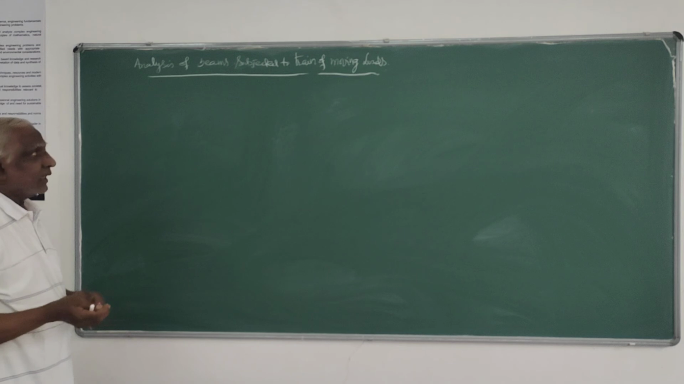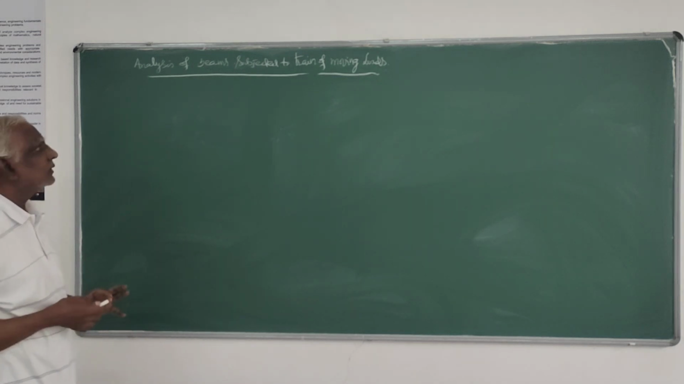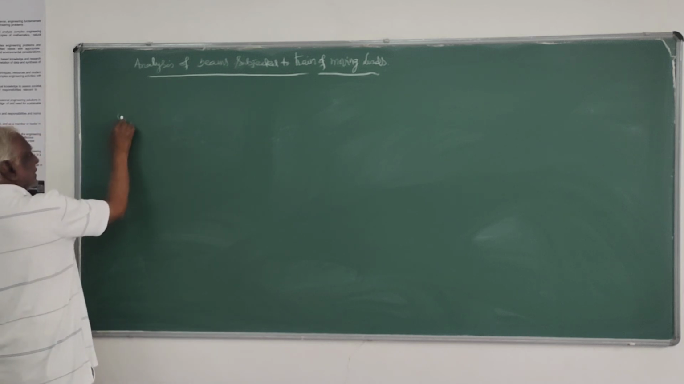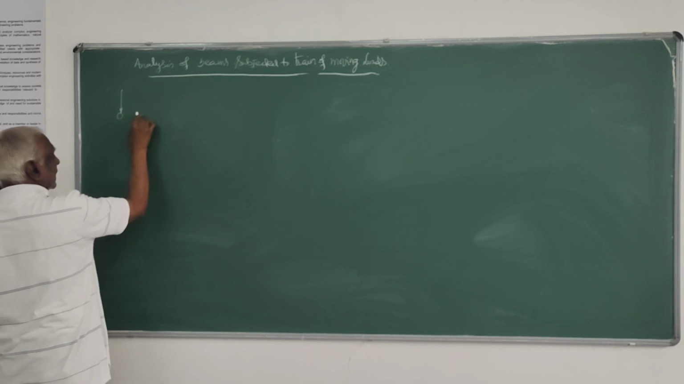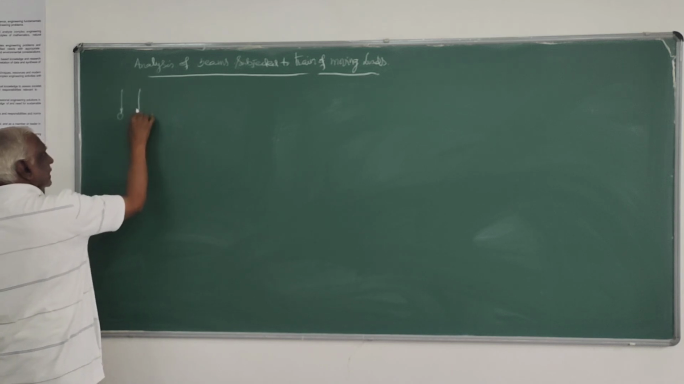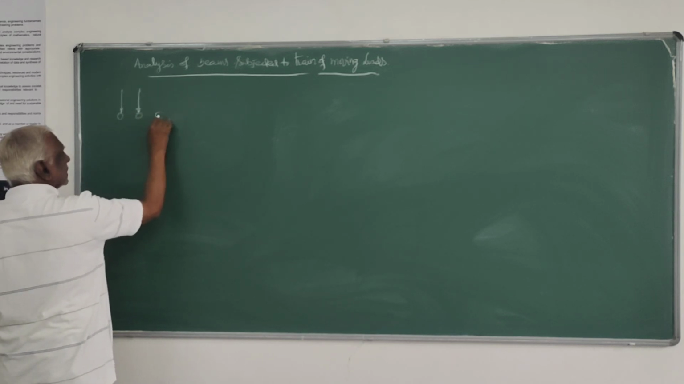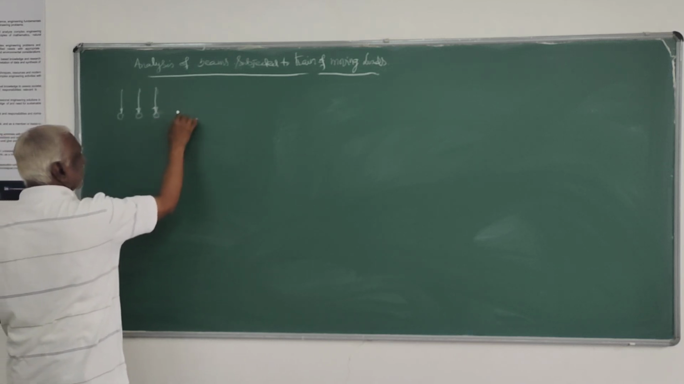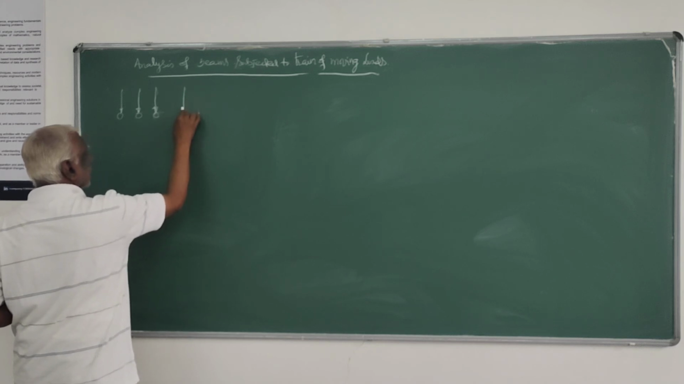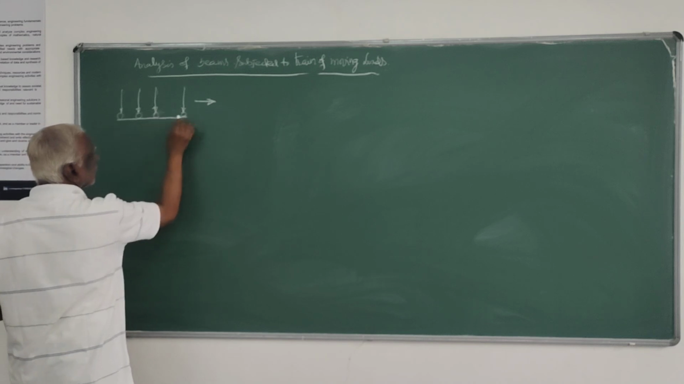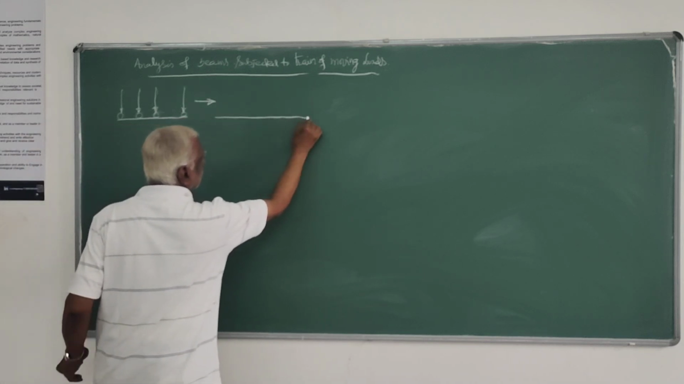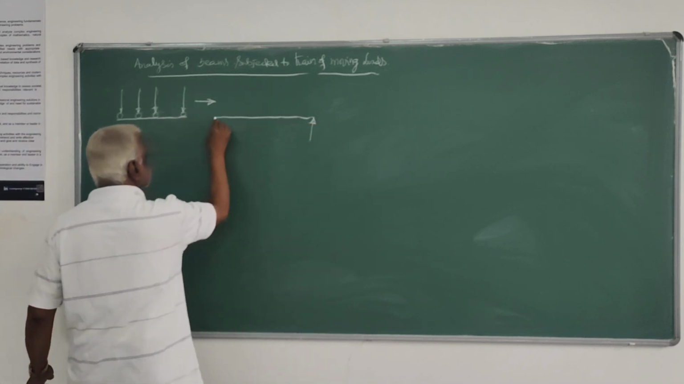Take analysis of beams subjected to a train of moving loads. Already I have given how the train of moving loads will look like. So it will be a train of concentrated loads in this fashion, either moving from left to right or right to left, from one end to the other end on a simply supported beam like this.